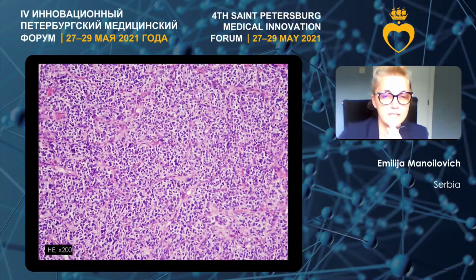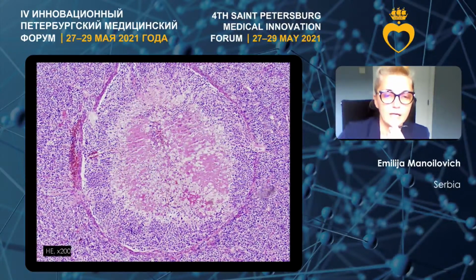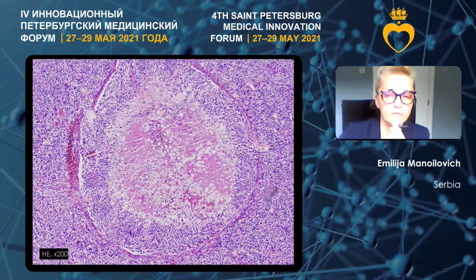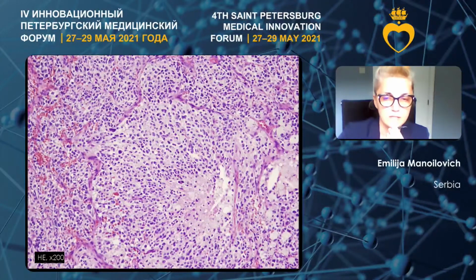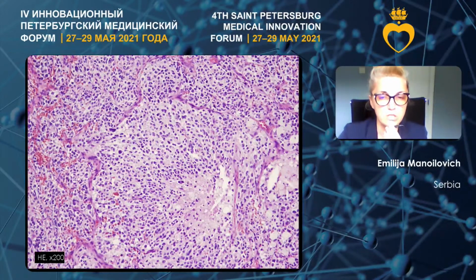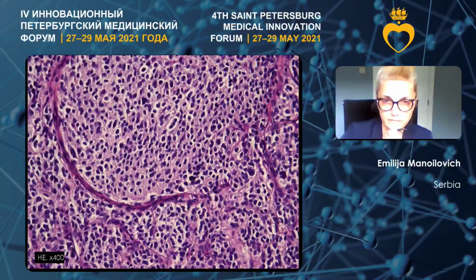We also observed some areas with branching capillaries, like this or like this. We also observed foci of necrosis, which were surrounded by pseudopalisades of tumor cells. We also know that necrosis, which is surrounded by pseudopalisades of tumor cells, is also a sign of high-grade tumor. So we were sure that we were dealing with a high-grade tumor.